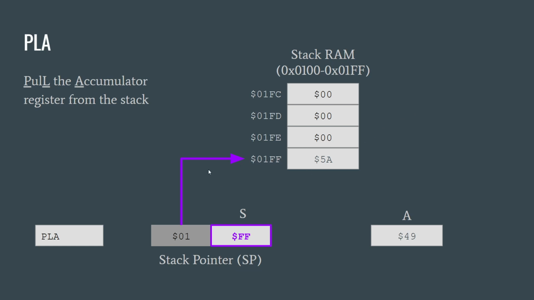And then the second thing this instruction will do is read the value here at 1FF, where the stack pointer is now pointing to, and load that into A. So we get our 5A back from the stack. Now the stack pointer will stay pointing to 1FF because since we read out 1FF, it's actually empty, even though it still has 5A in it.